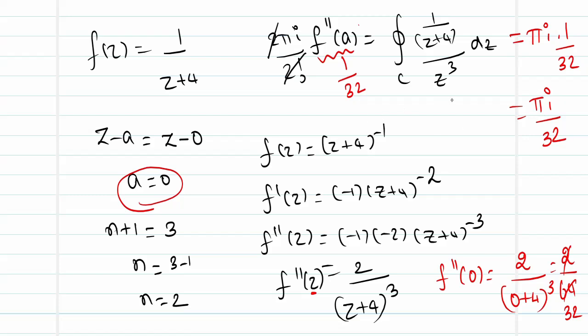Hence you can keep in mind that when there are multiple poles with one pole lying outside and one pole lying inside, keep the pole that lies inside in the denominator and take the pole that lies outside to your numerator and consider it as f of z. This will avoid the complexity of taking partial fractions and then solving the problem.